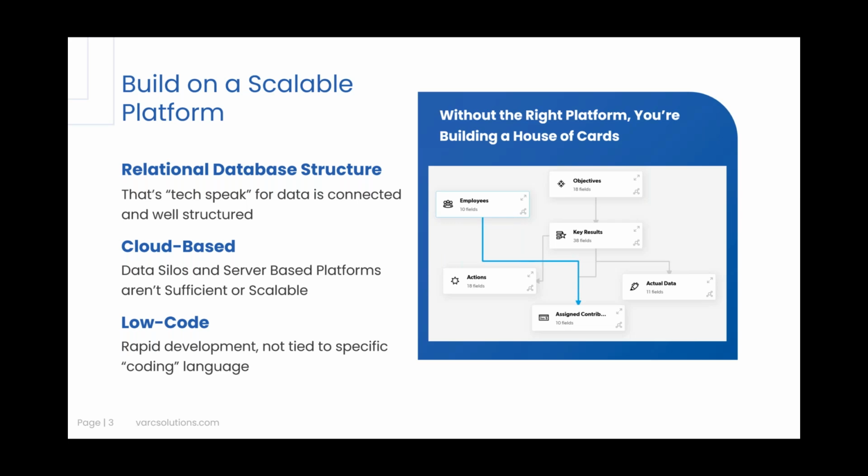But one of the key components of a scalable platform is something that I call a relational database structure. All that really means is everything's in its place. There's connectedness where it's appropriate, and ultimately, you're not having to re-enter information multiple times within your system. Just like the screenshot on the screen there, if you've got an employee table, you shouldn't have to add the employee to multiple places. You can add it in one place and then use that data throughout your system.